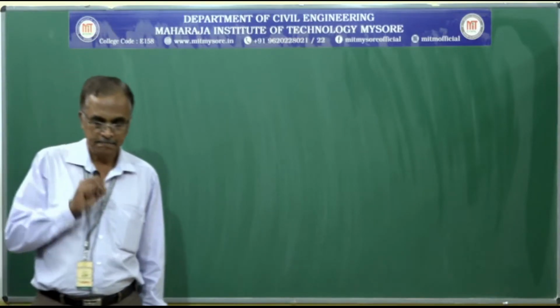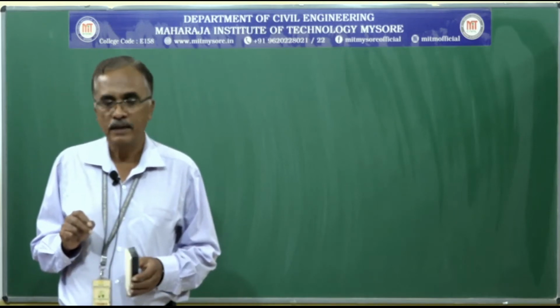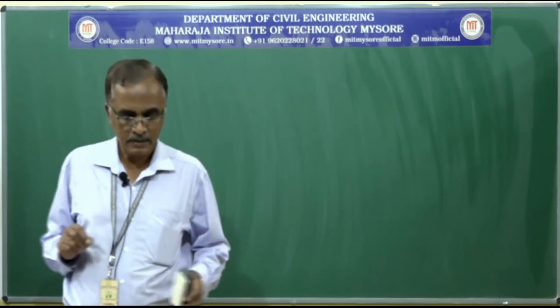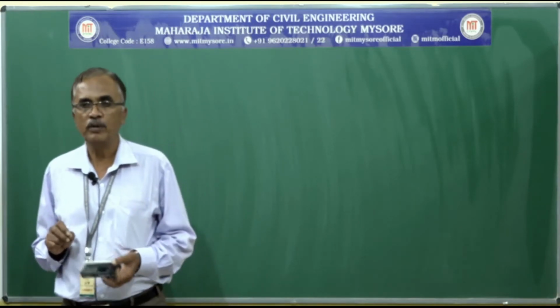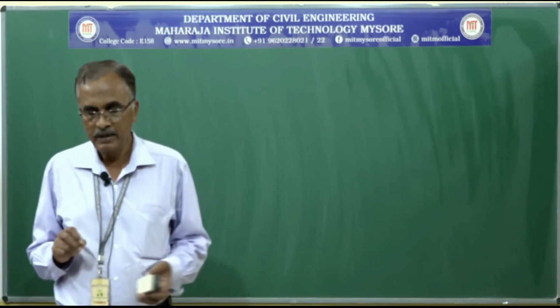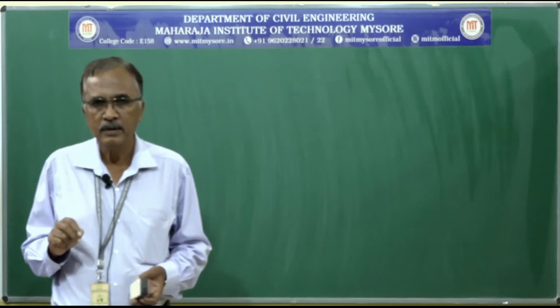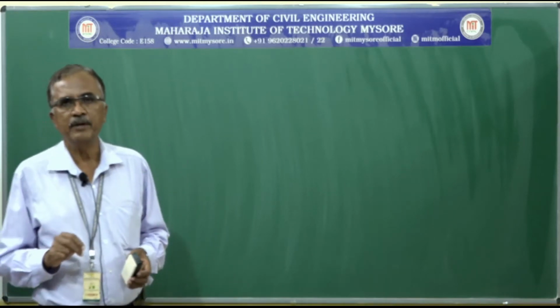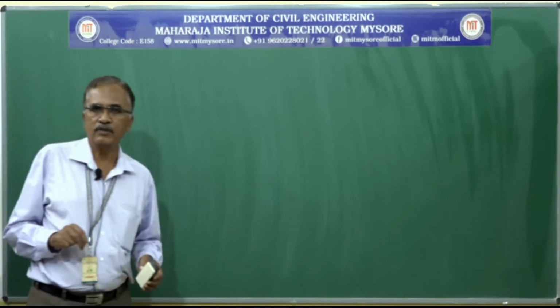We are in deflection of beams. Last class we discussed Macaulay's method of determining slope and deflection. In Macaulay's method, we use a differential equation for the deflected beam, that is EI d square y by dx square is equal to M.